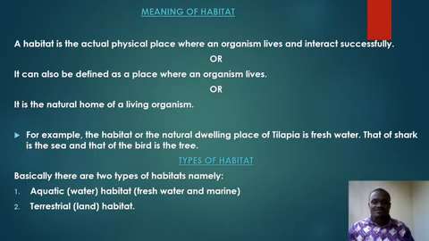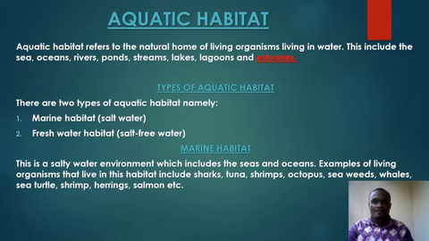So basically there are two types of habitats, namely aquatic habitats, which is freshwater and marine, and then we have what we call the terrestrial habitat, which is habitat on land. So the aquatic habitat has to do with the natural home of living organisms living in water. This includes the sea, oceans, rivers, ponds, and lakes and the rest. And then estuary. So you have read the estuary. Find the meaning of that.